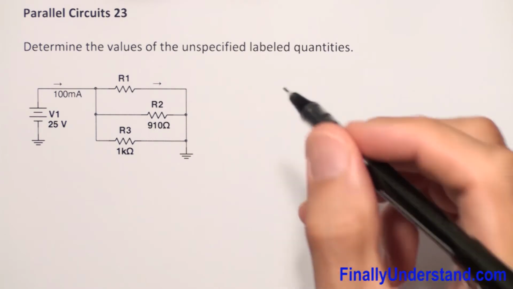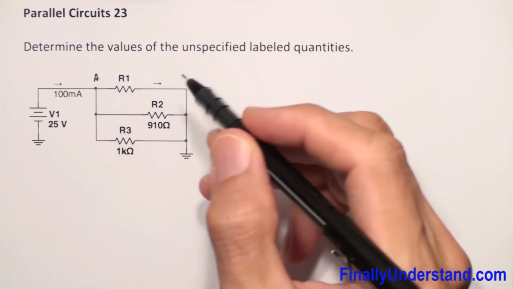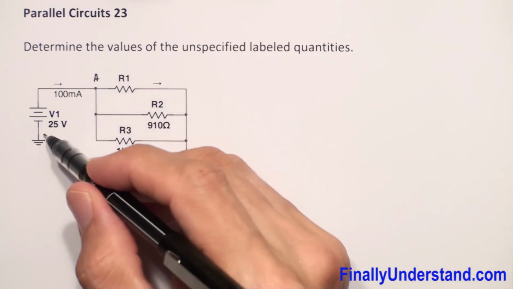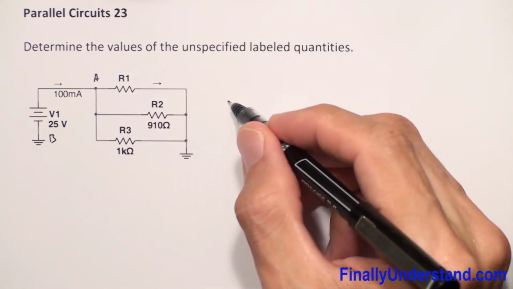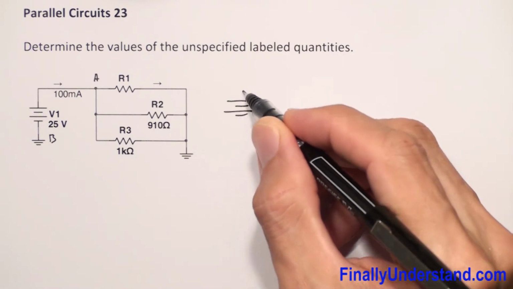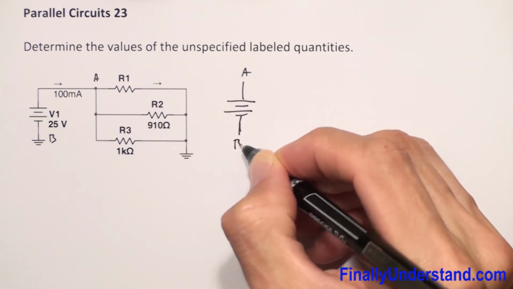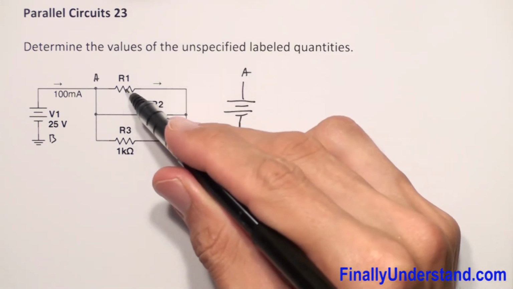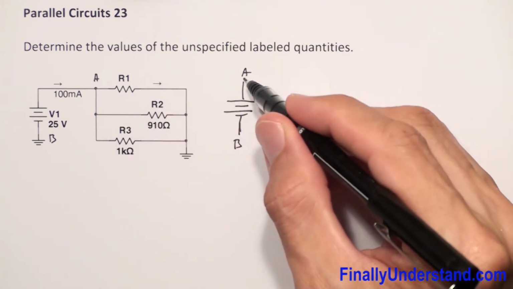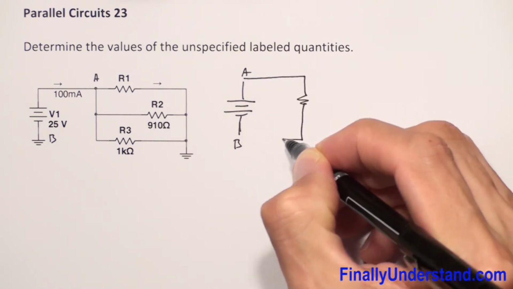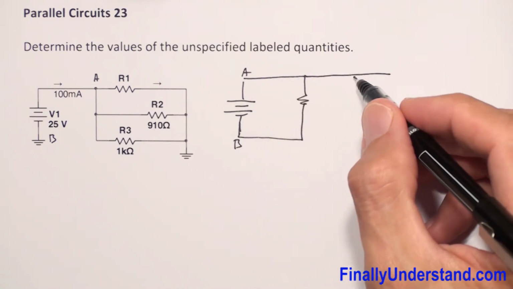If you don't see that, let's say that this is my point A, and this is my point B. And you can redraw the circuit. This is my point A, this is my point B. Resistor R1 is connected to point A, resistor R2 is connected to point A, resistor R3 is connected to point A. So this entire line is my point A.